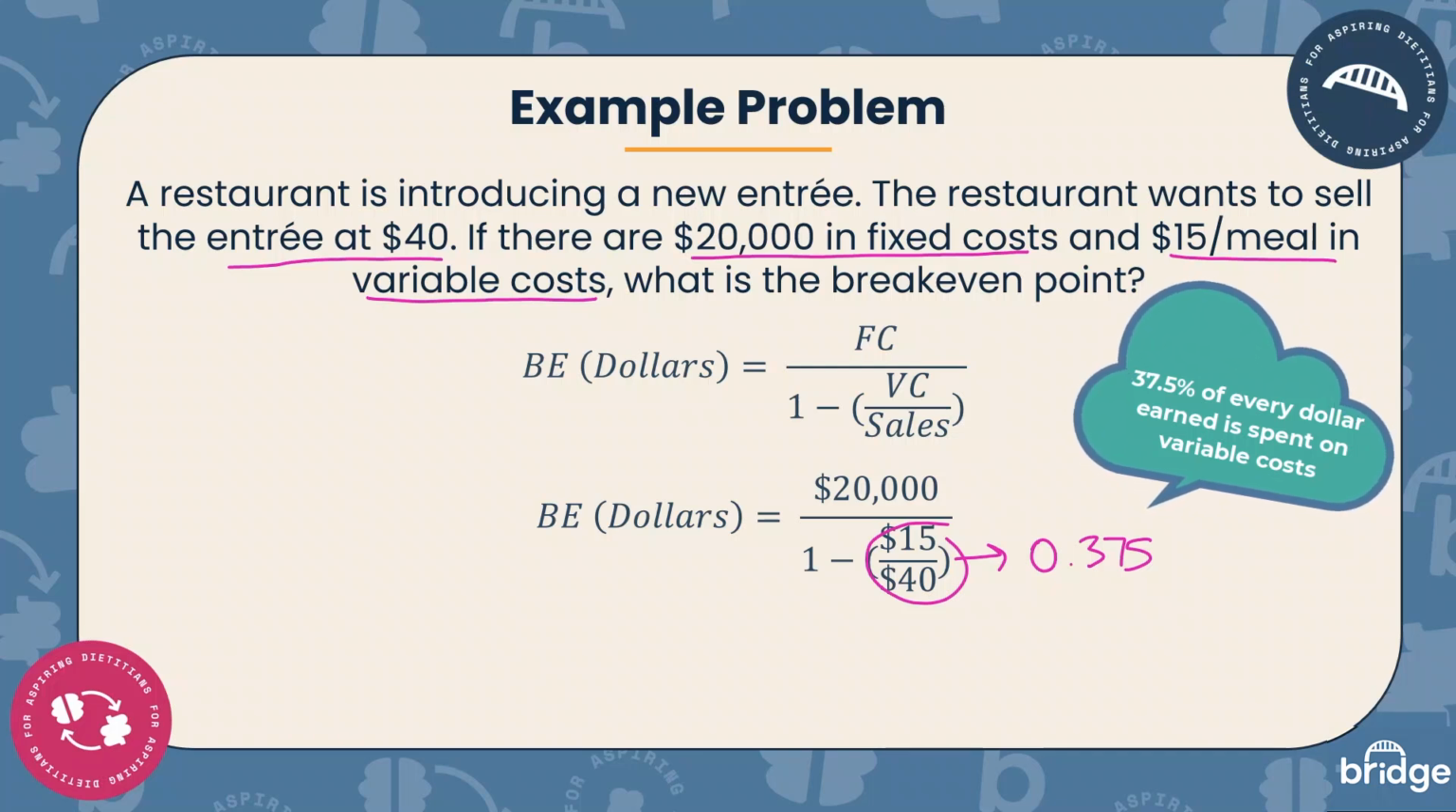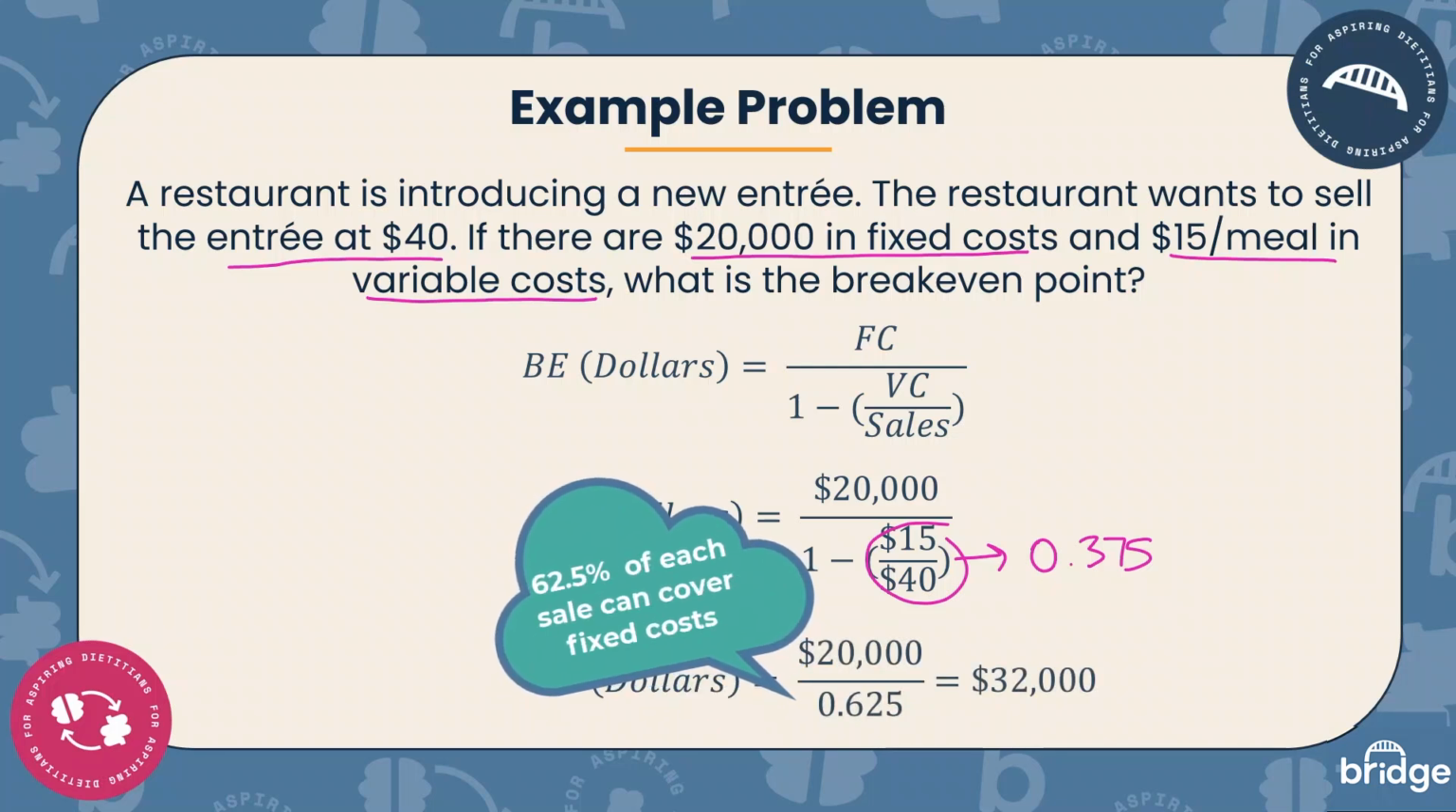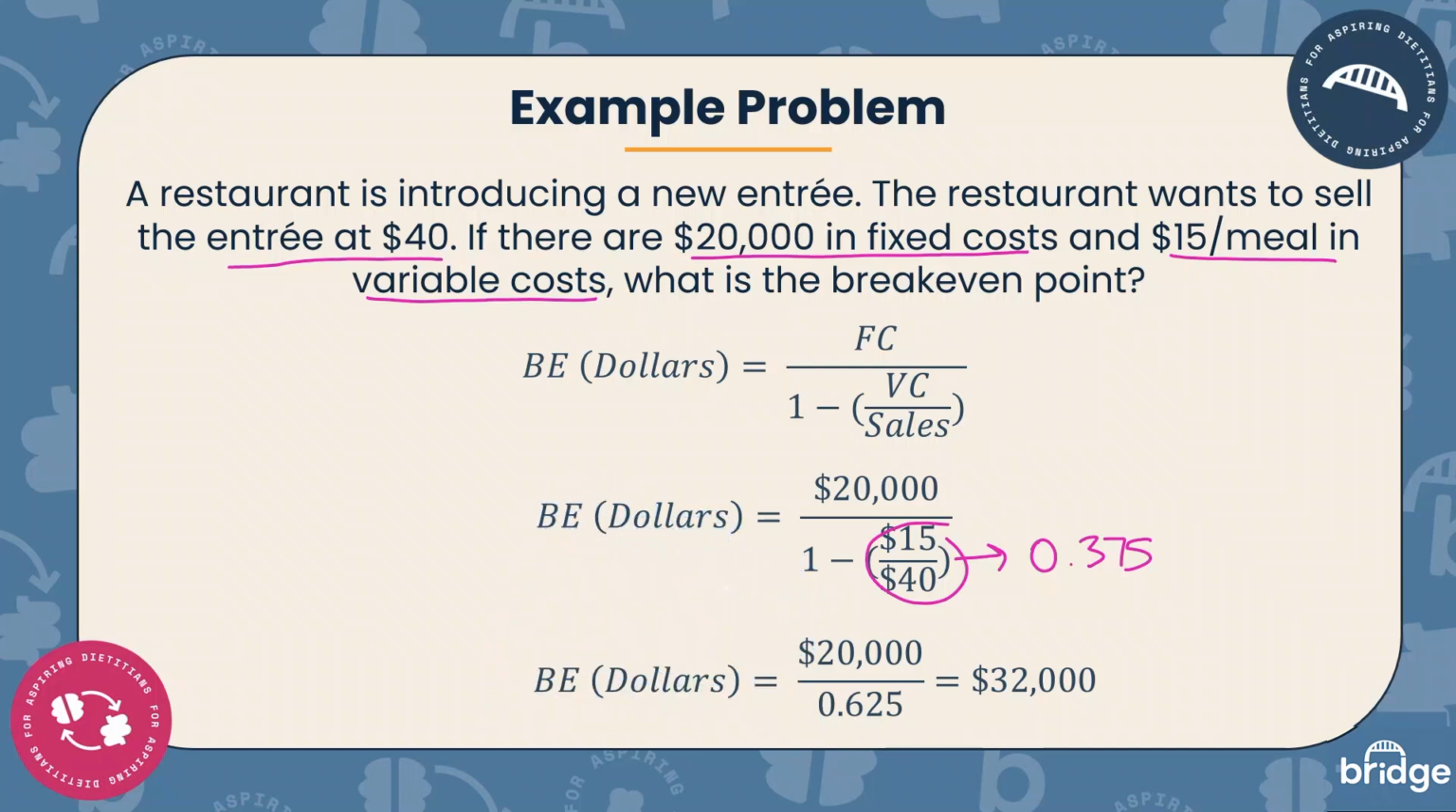So when we subtract 1 minus 0.375, we get 0.625, meaning 62.5% of each sales dollar is available to cover fixed costs. Now you'll take your fixed costs, $20,000, and divide by that contribution margin ratio, which gives us the break-even value in sales dollars. So the restaurant has to take in $32,000 of sales in order to break even.